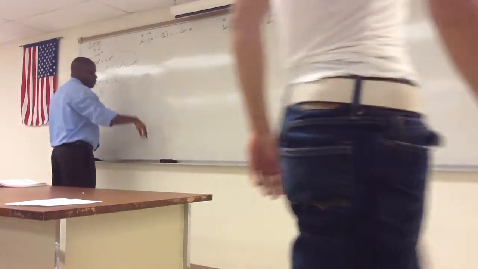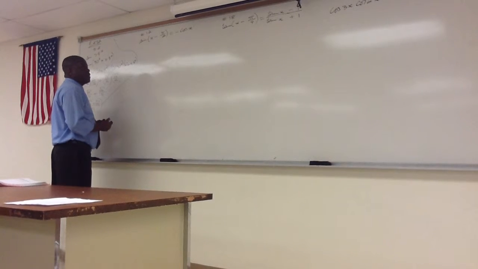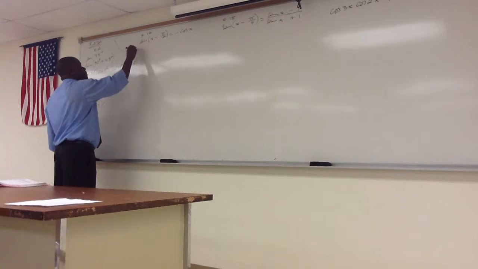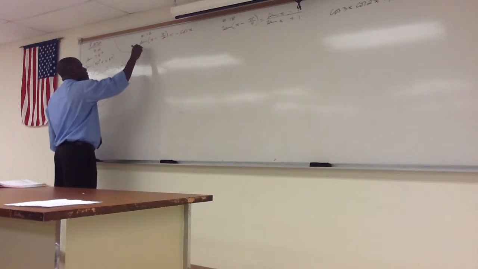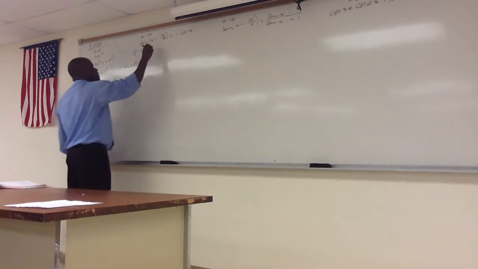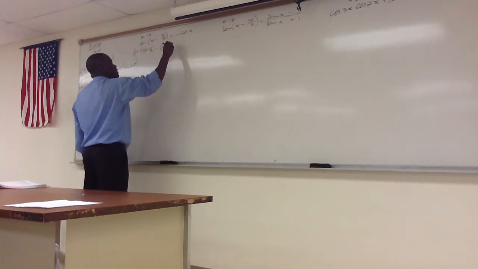Well, working with the left, what type of formula are you going to have to use here? Anybody? Number 16. Sine of A minus B. And we said this is going to be sine of A, cosine of B, minus cosine of A, sine of B.